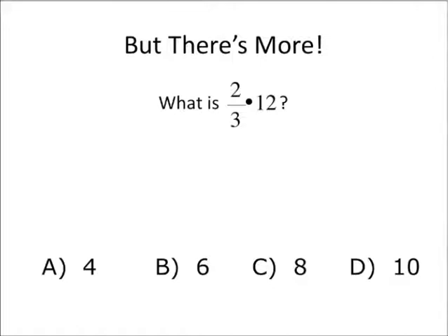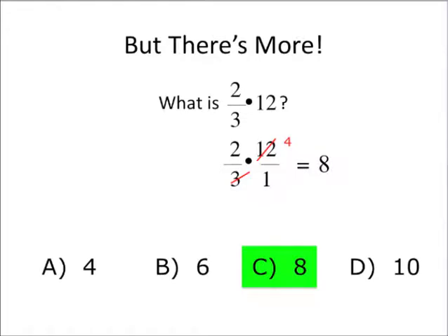But that's not all. What if we multiply 2/3 by, say, 12? What is 2/3 of 12? The product is 8. We can either reduce the 12/3, since it's equivalent to 4, and 2 times 4 is 8. Or we can multiply across. 2 times 12 is 24, so this product is 24/3. 24 divided by 3 is 8.